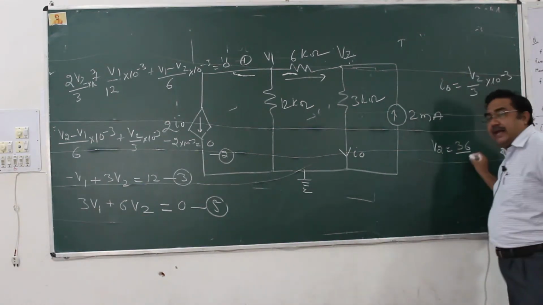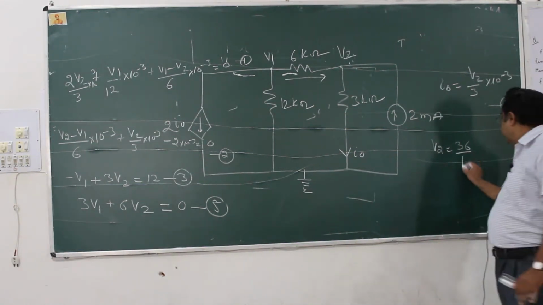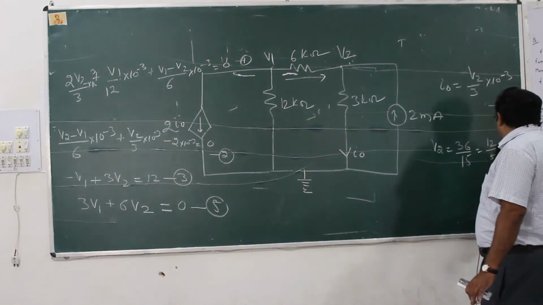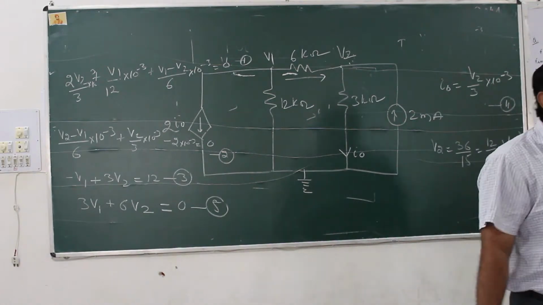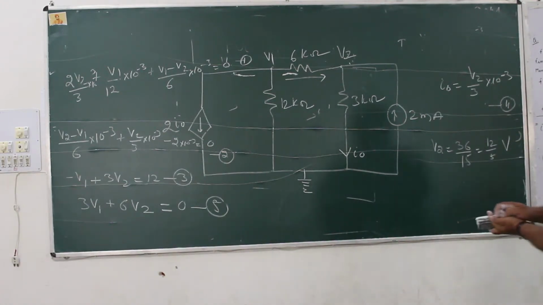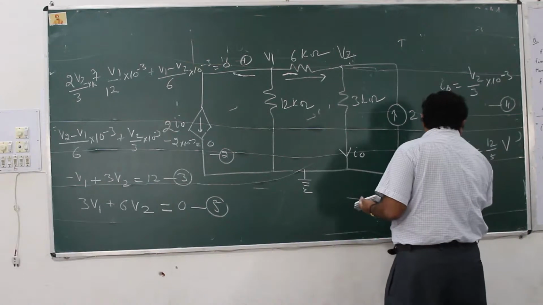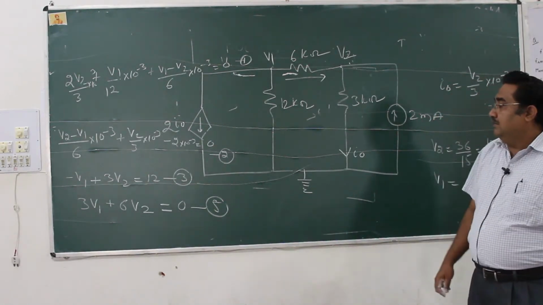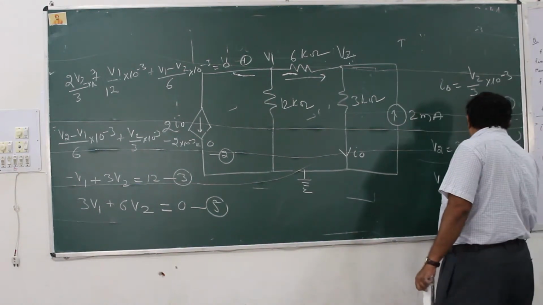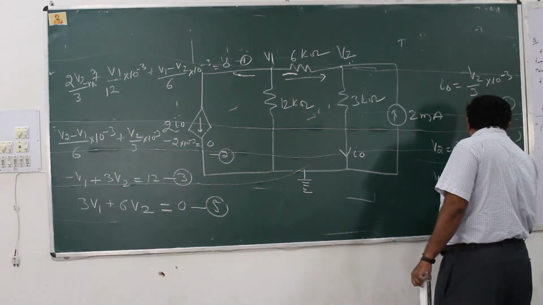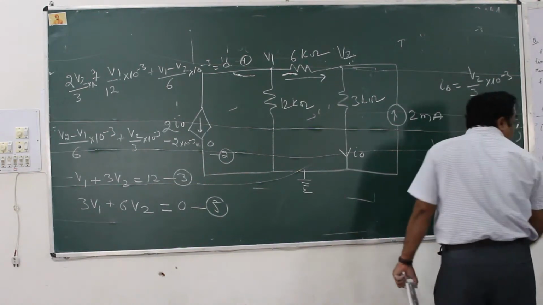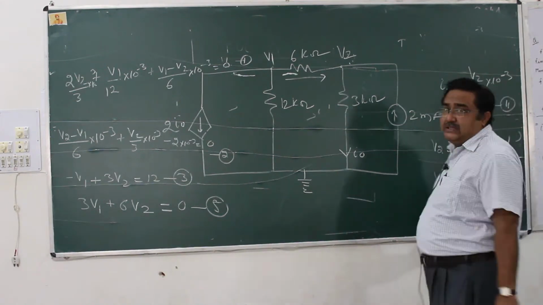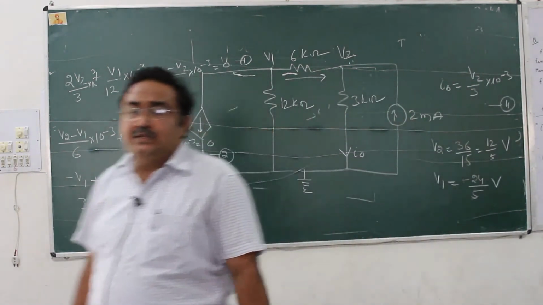So fraction 36 by 15, which can be further simplified, comes out to be how much? 12 by 5 volt. Mind it, don't forget the unit. Okay, what about V1? Minus 24 by 5 volt. Everybody agrees? Everybody is getting this much result?